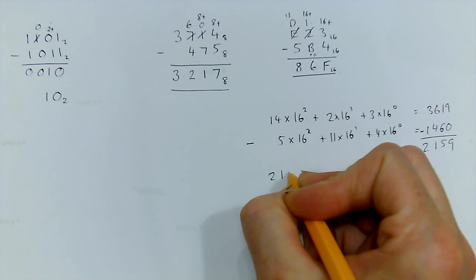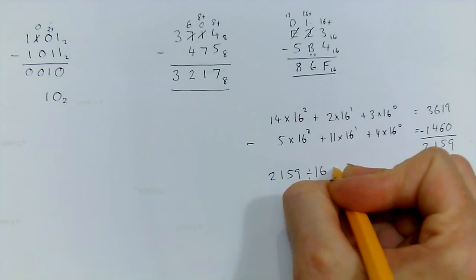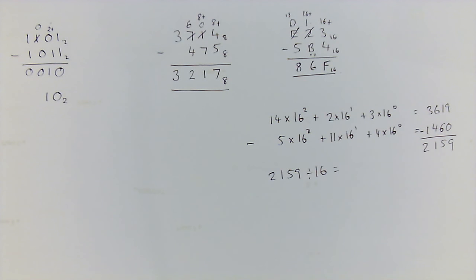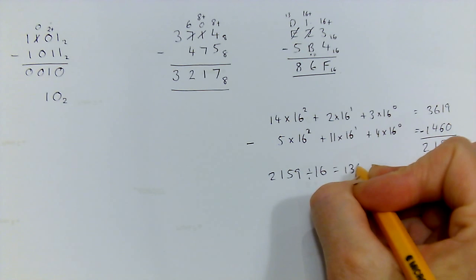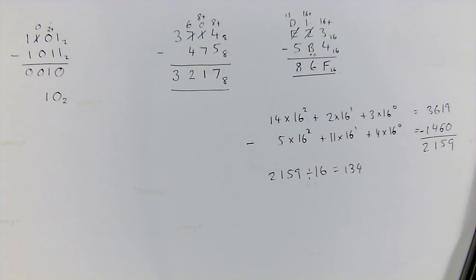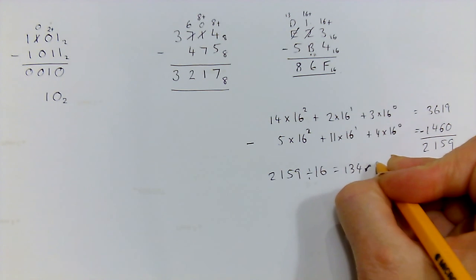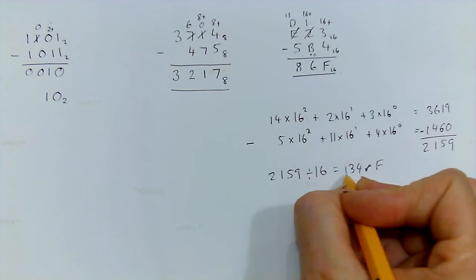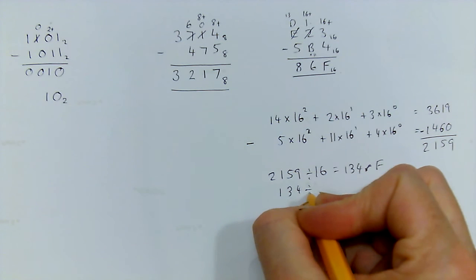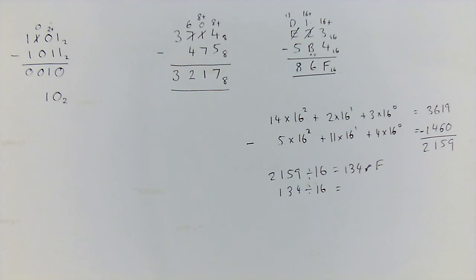So I'm going to do 2,159 divided by 16. So that gives us 134 with a big remainder. So if I do 134 times 16, 2,144, and so we're 15 over. So that's the remainder. Now 15 is F. So we take the quotient, 134 divided by 16 is 8.